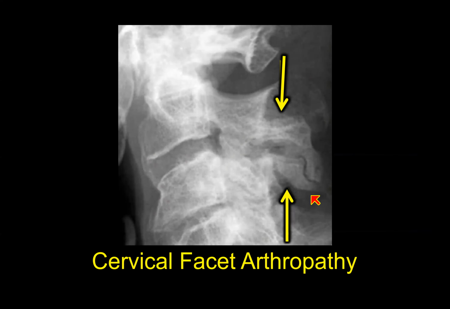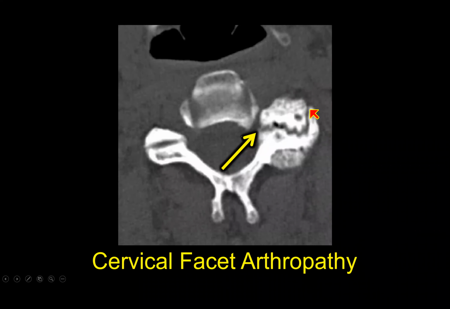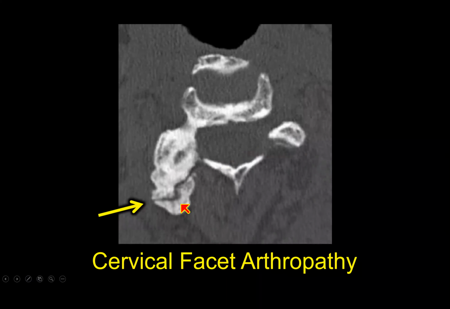So whether we're looking at plain film or axial CT examination, this is a good example of cervical facet arthropathy with osteophyte overgrowth on an axial bone algorithm CT of the cervical spine. So those may go out laterally, or we may see them predominantly posteriorly, as we see in this case with cervical facet arthropathy and significant osteophyte overgrowth back posteriorly.